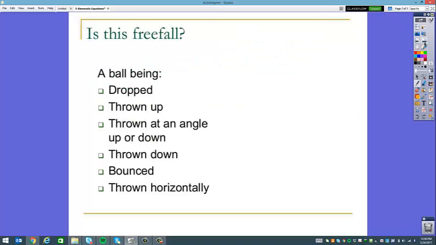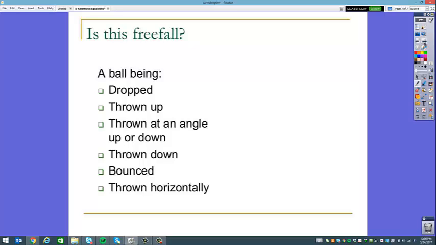Alright, so the last thing I want you to do is think about this question. Is this free fall? So when you're thinking about free fall, you're thinking about gravity. Okay, so is a ball being dropped, thrown up, thrown at an angle, up or down, thrown down, bounced, or thrown horizontally? Are those in free fall?